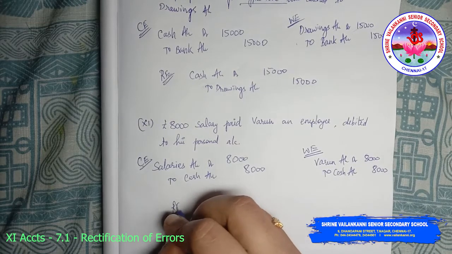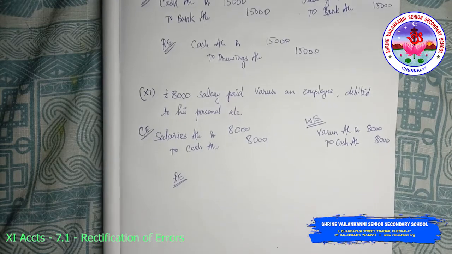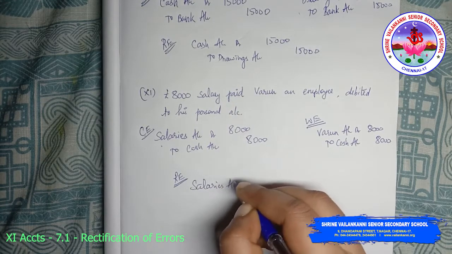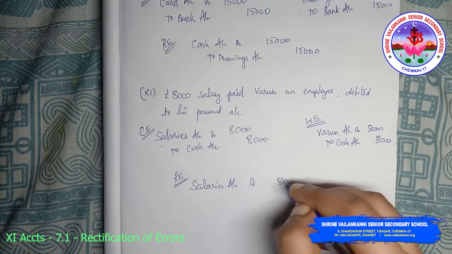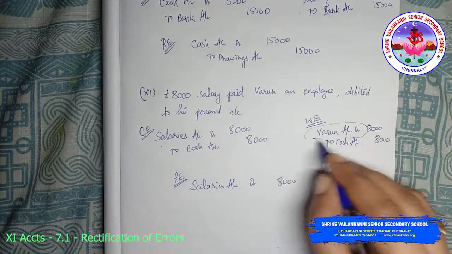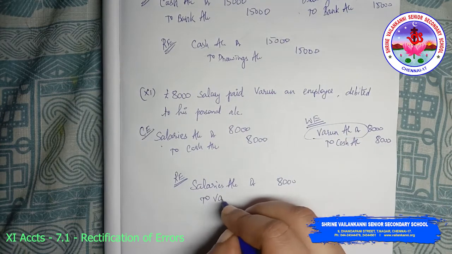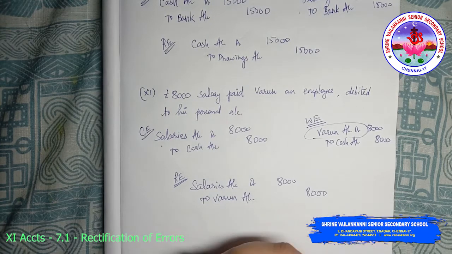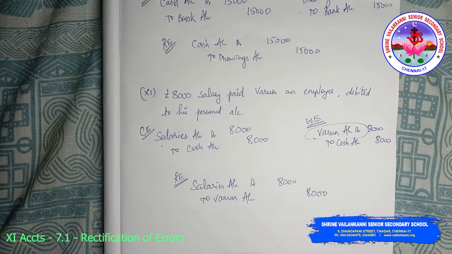What is the rectified entry? Rectified entry is to be salaries account debit. Varun wrongly debited, so I am crediting. Okay, so this is the entry. Being the salary paid to Varun debited to his account, now rectified.